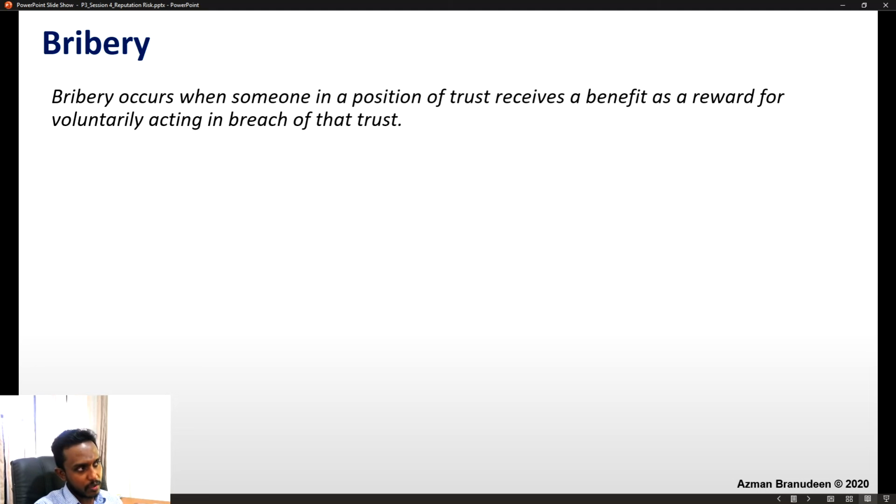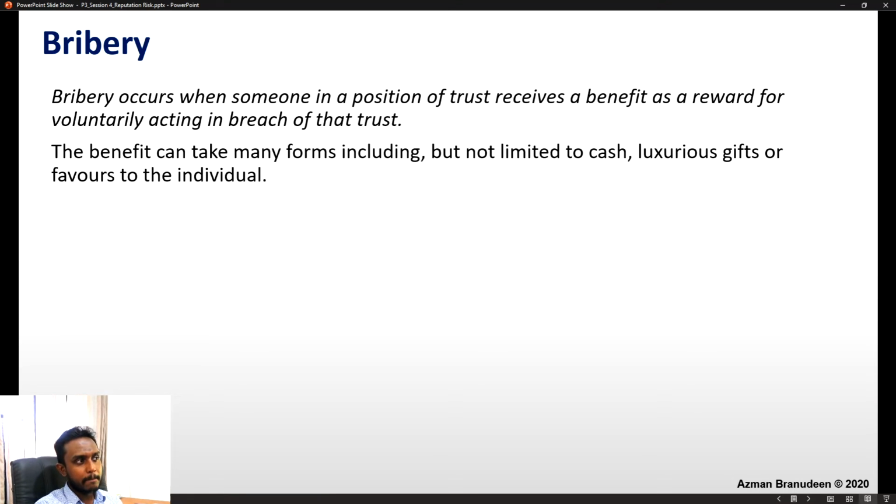Then you look at bribery. Bribery occurs when someone in a position of trust receives a benefit as a reward for voluntarily acting in breach of that trust. Getting a reward for breaching that. The benefit can take many forms, including but not limited to cash, luxurious gifts, or favors to the individual.